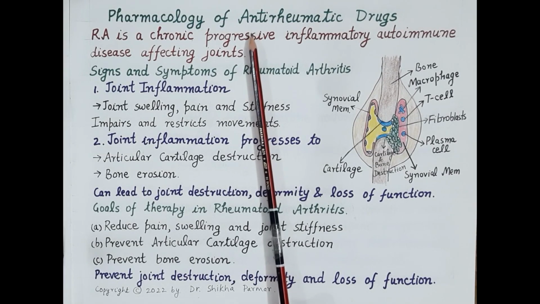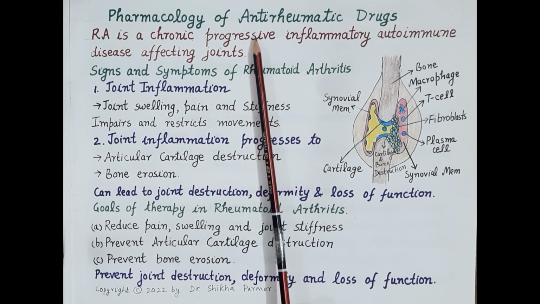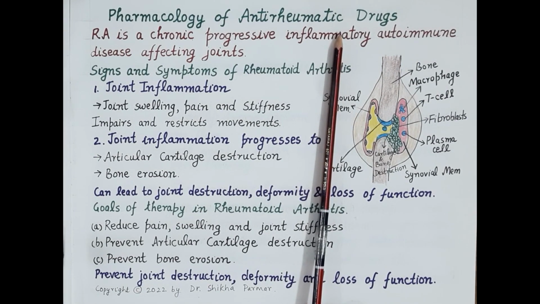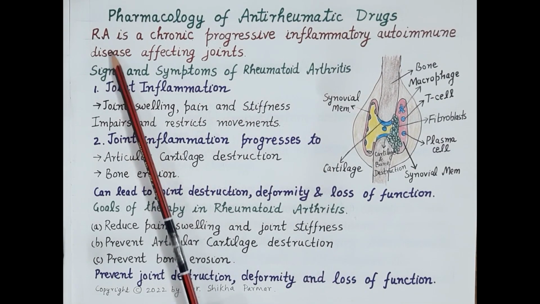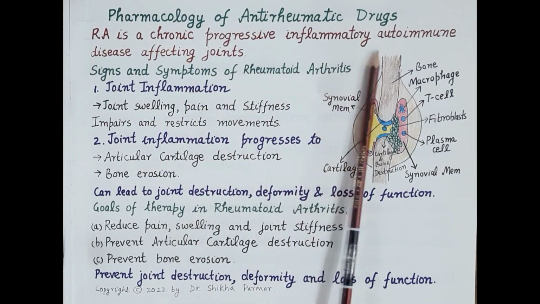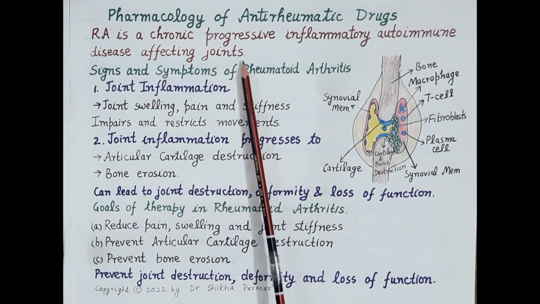Hello students, in today's video we are going to discuss pharmacology of anti-rheumatic drugs, a complete comprehensive overview. Now before going into the pharmacology of anti-rheumatic drugs, it is essential to review the pathophysiology of rheumatoid arthritis disease. Now rheumatoid arthritis is defined as a chronic progressive inflammatory autoimmune disease affecting joints.